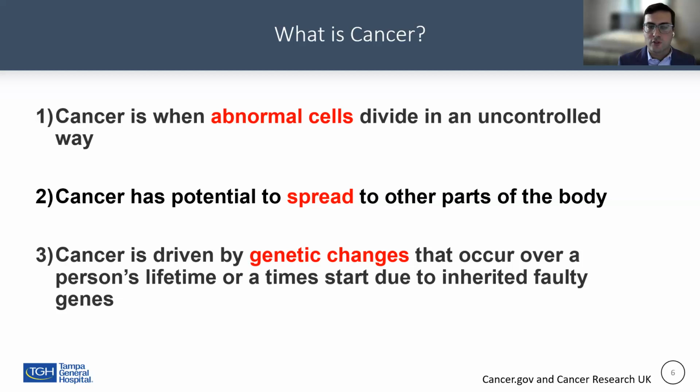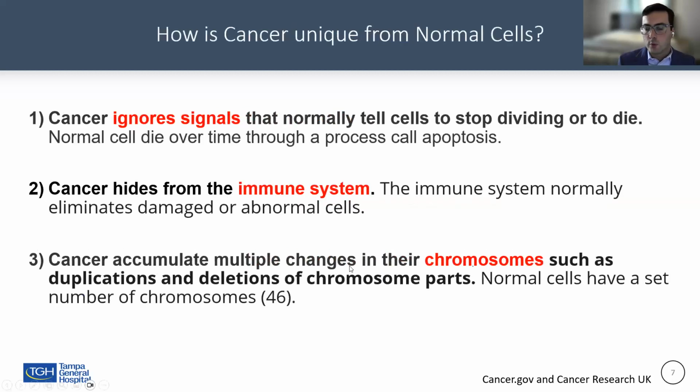And cancer also is driven by genetic changes. So it's generally a genetic change that turns a bunch of different cell types to one specific cell type that then grows in an uncontrolled way over time. So what's the difference between cancer cells and our normal cells?